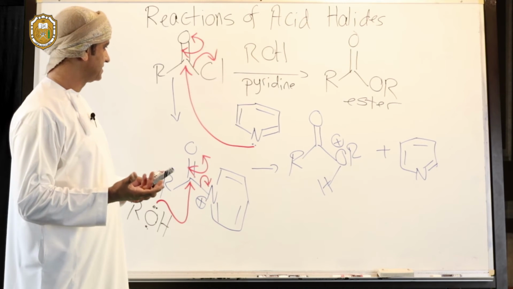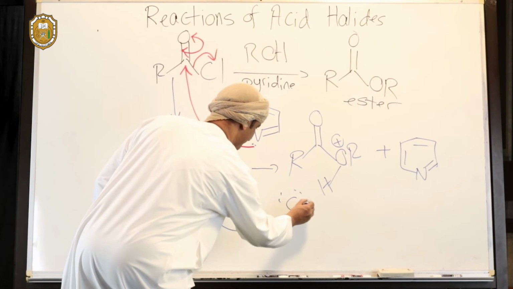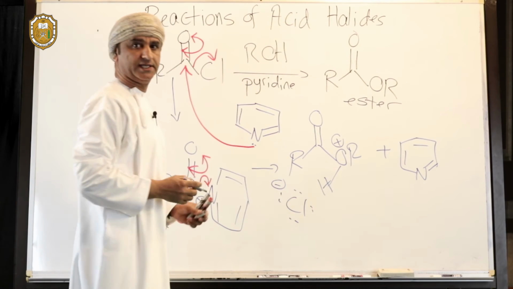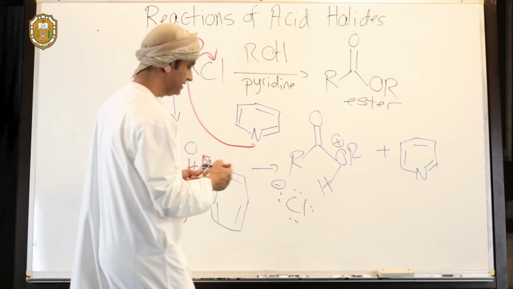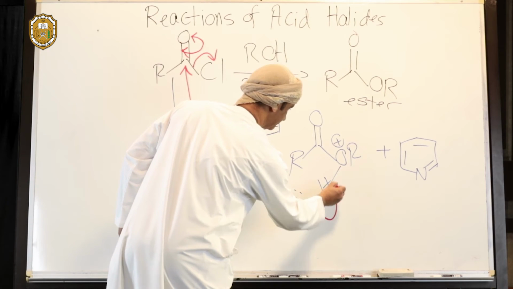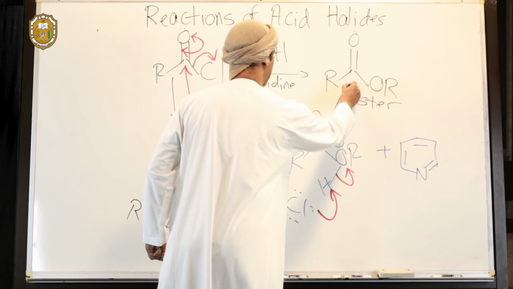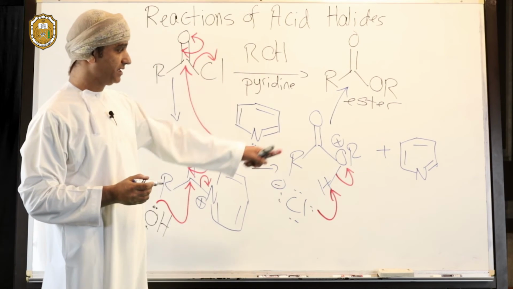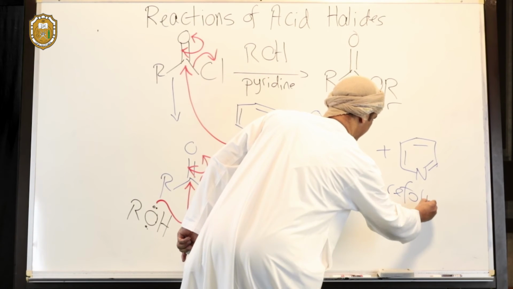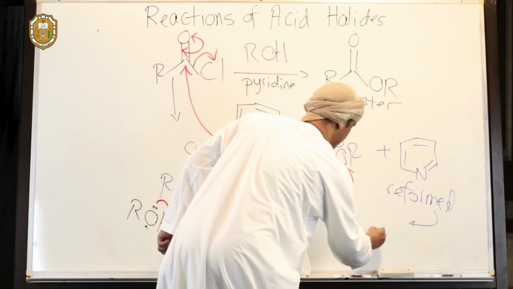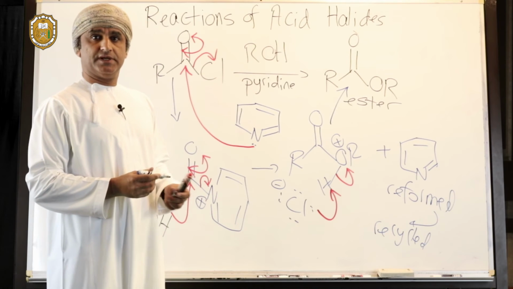and therefore it can also be reused. So a conjugate base can actually come in now and take off that hydrogen, for example, Cl minus. A chloride ion can come in and take off that hydrogen from this protonated intermediate to give the final ester product. Now that pyridine is reformed, it can then be recycled.